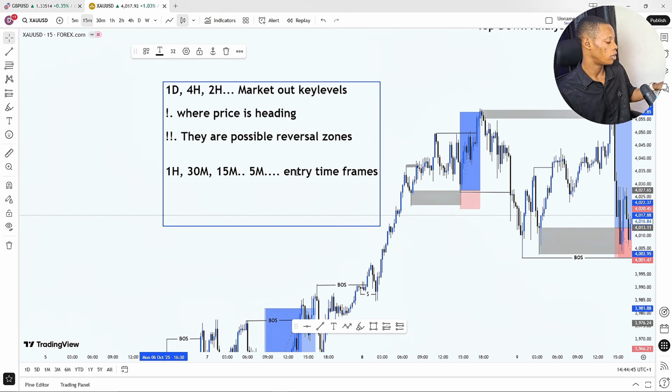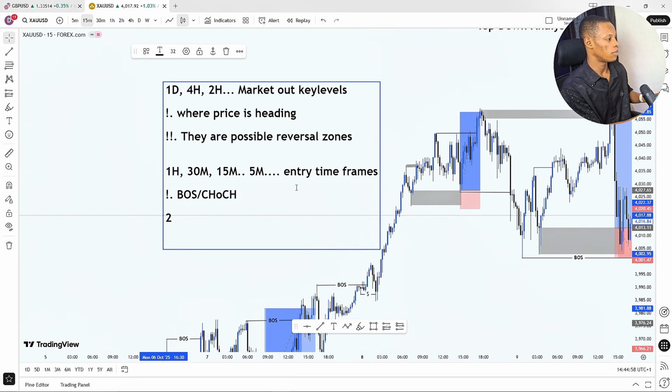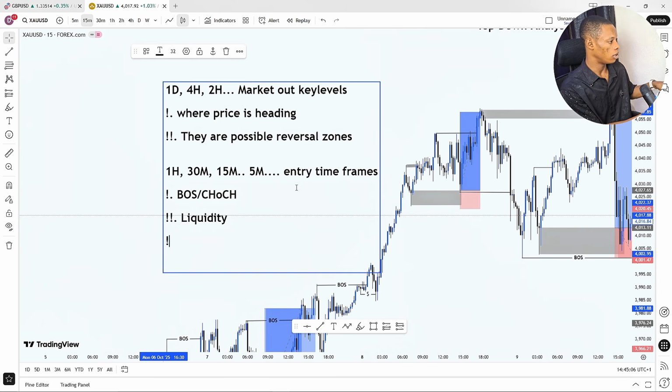Now for my entry, you already know what I look out for. First, break of structure or the change of character. It has a break of structure or it gives a change of character. Then the second thing, it is going to have the liquidity. Liquidity needs to protect the order block. Then the final thing is I'm going to look out for an order block or my breaker block. Then I take my trade.